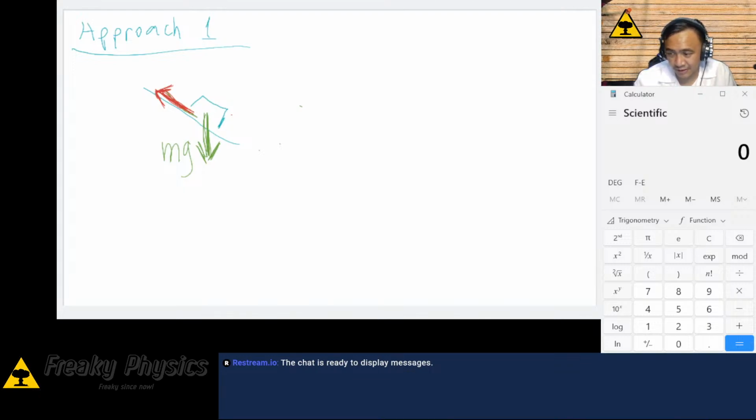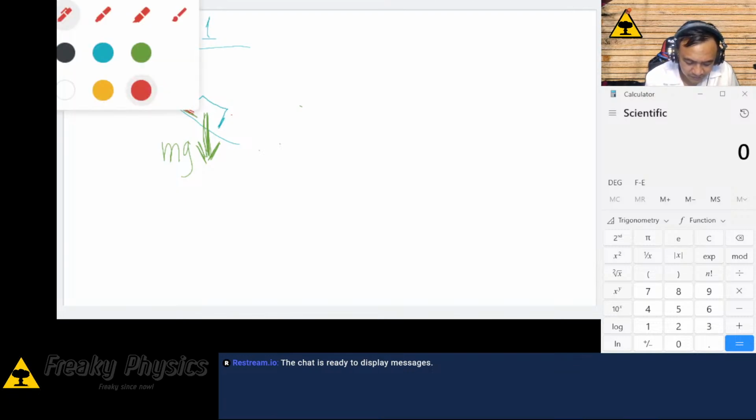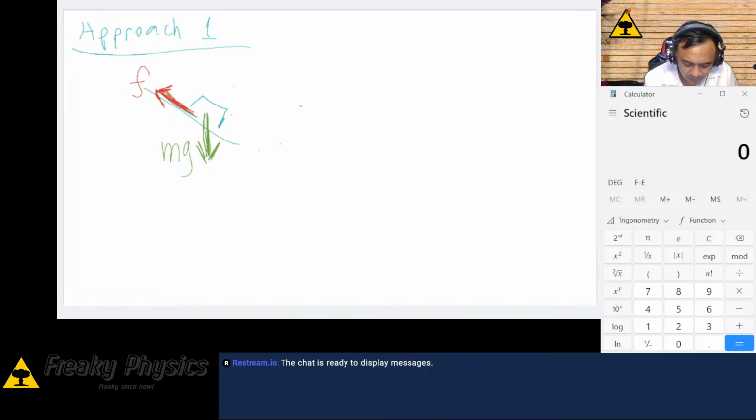It doesn't move. So the forces must be balanced, right? So I'll write that here, friction for now. And then the third force is that. It's kind of hard. I think it's easy to see here.